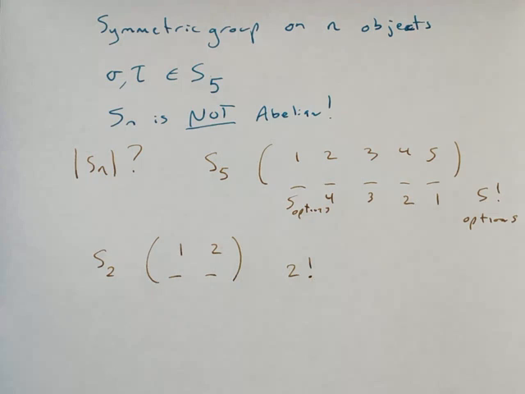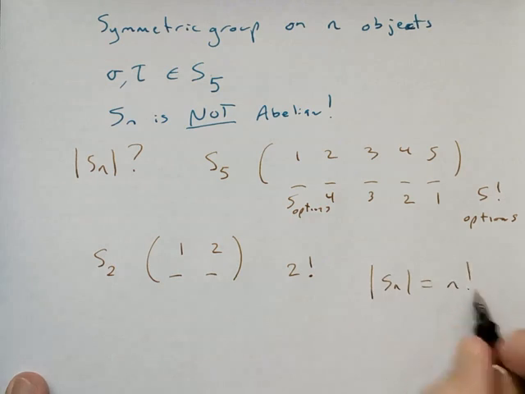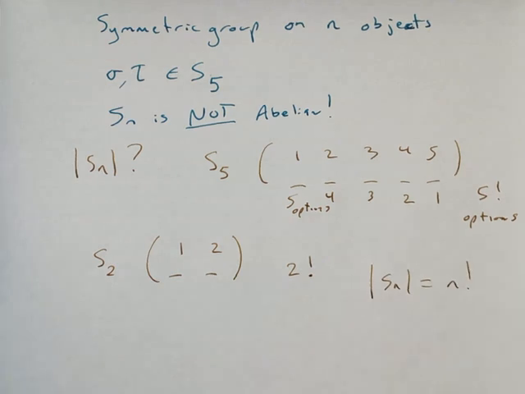How big is Sn if I generalize this? It most certainly should be n factorial. Now that means that 5 factorial is already 120. 6 factorial is 720. 10 factorial is 3.6 million. These groups are huge. S4 has 24 things in it. That's not a small number of objects.